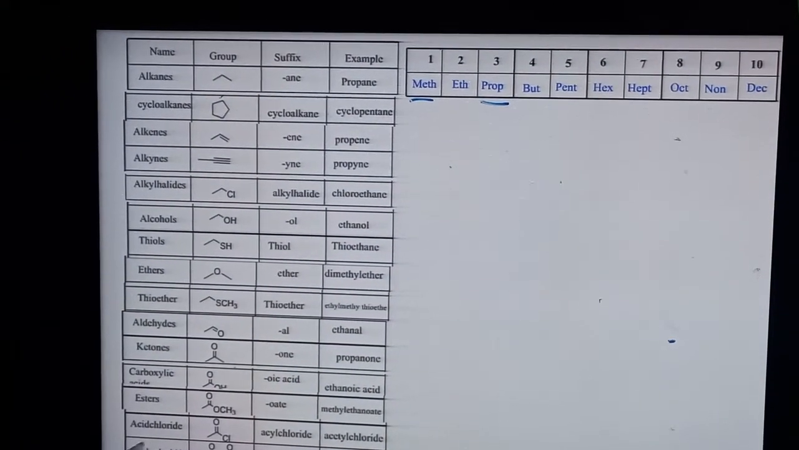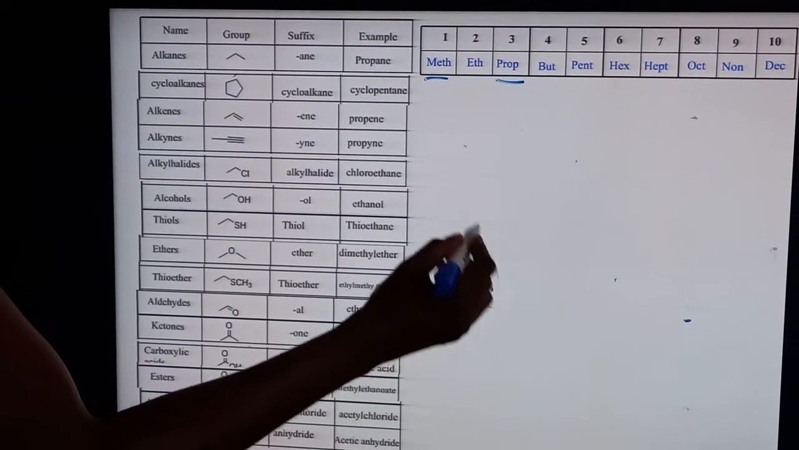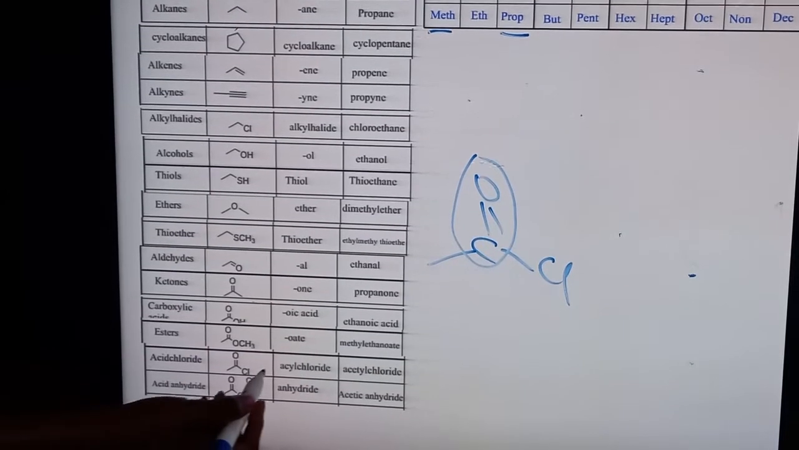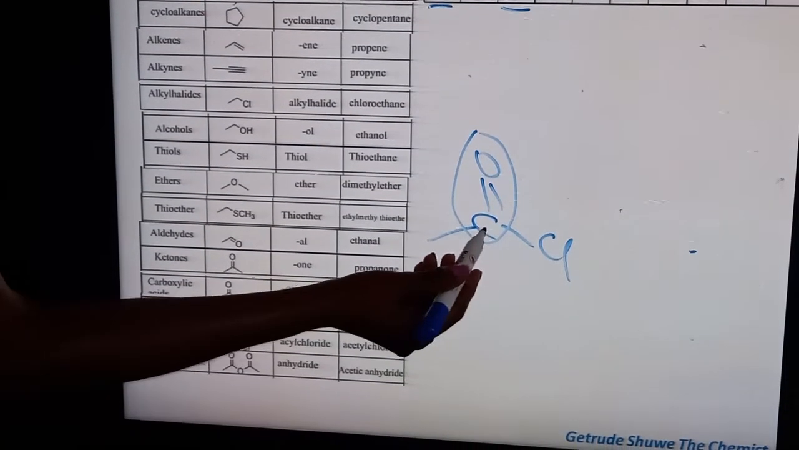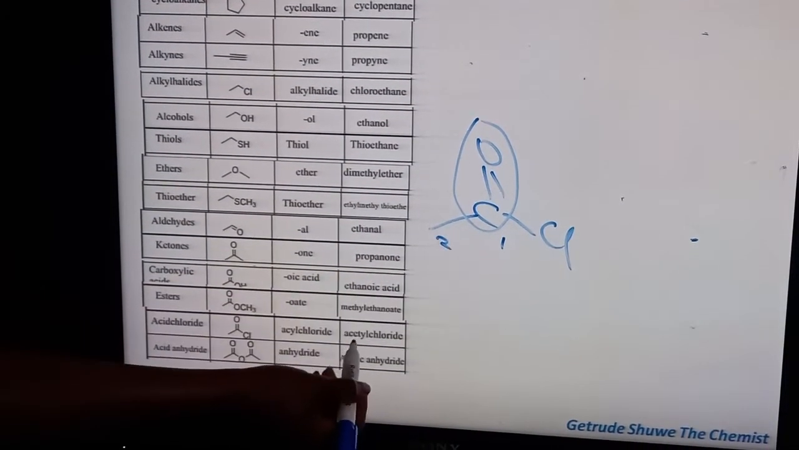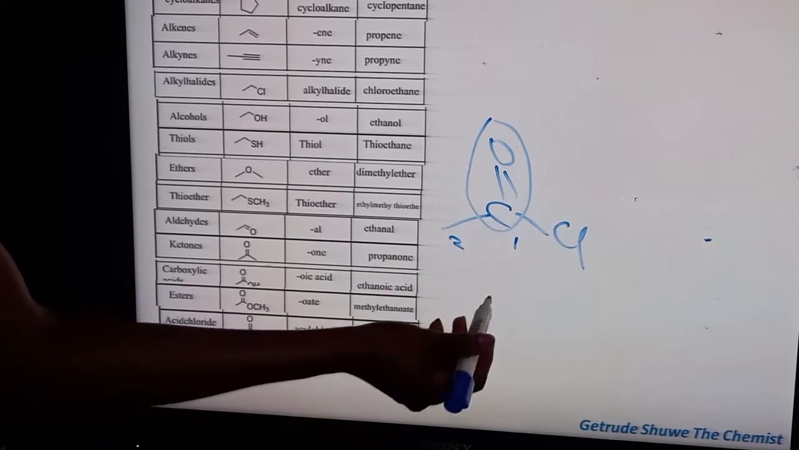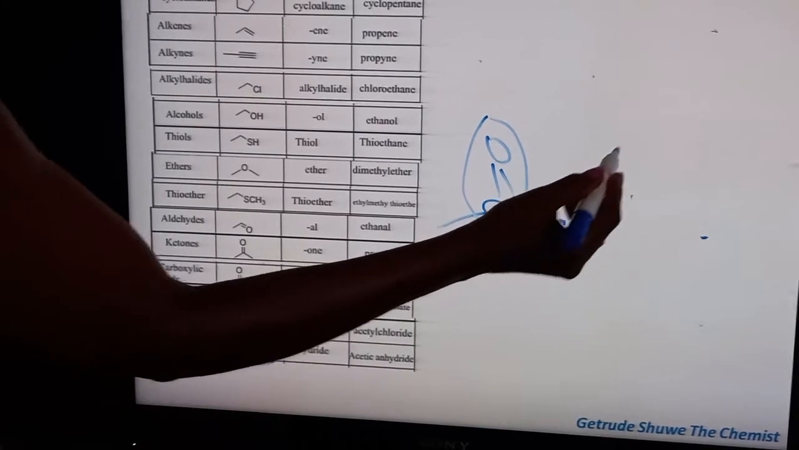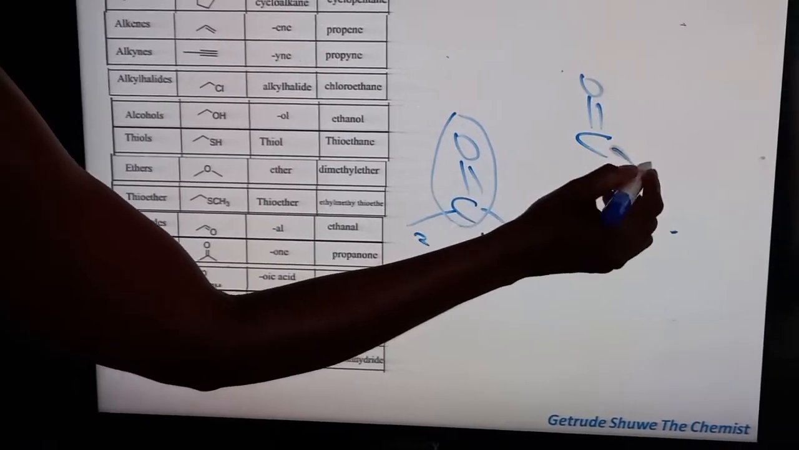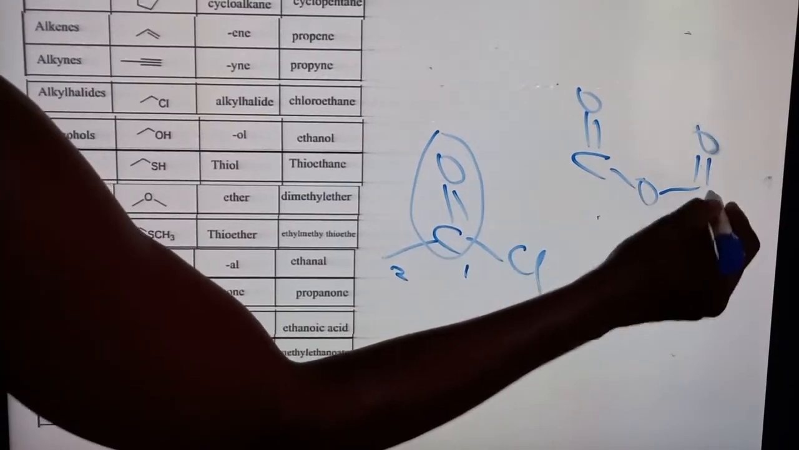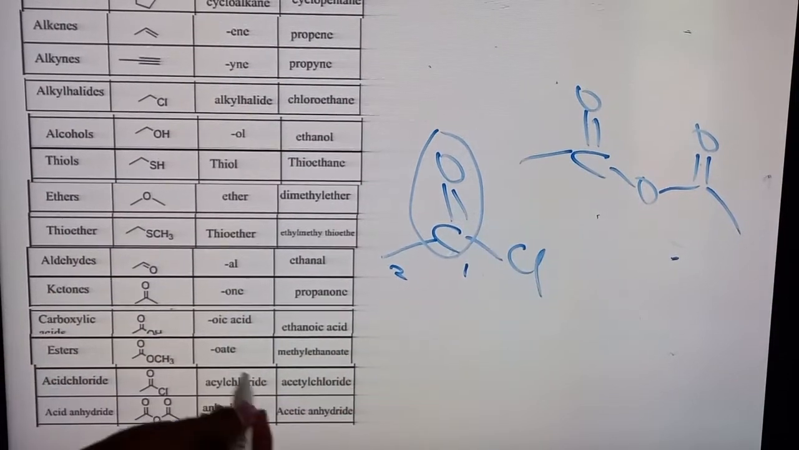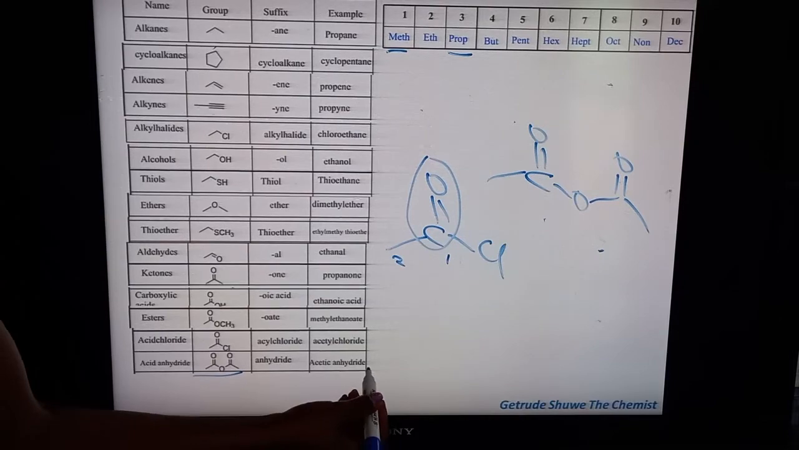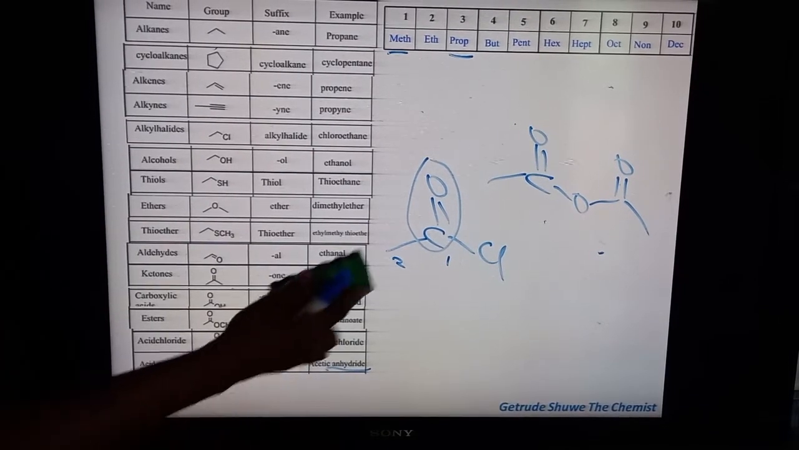Acyl chloride. Acyl chlorides all have this functional group, a derivative of the carboxylic acid. Their naming is, for example, this is 2 carbons, 1, 2, and the common name is acetyl chloride, or acyl chloride. The other one is acid anhydride. Again, acid anhydride is another functional group, a derivative of carboxylic acid. A good example here, we have 2 carbons, it's called acetic anhydride.